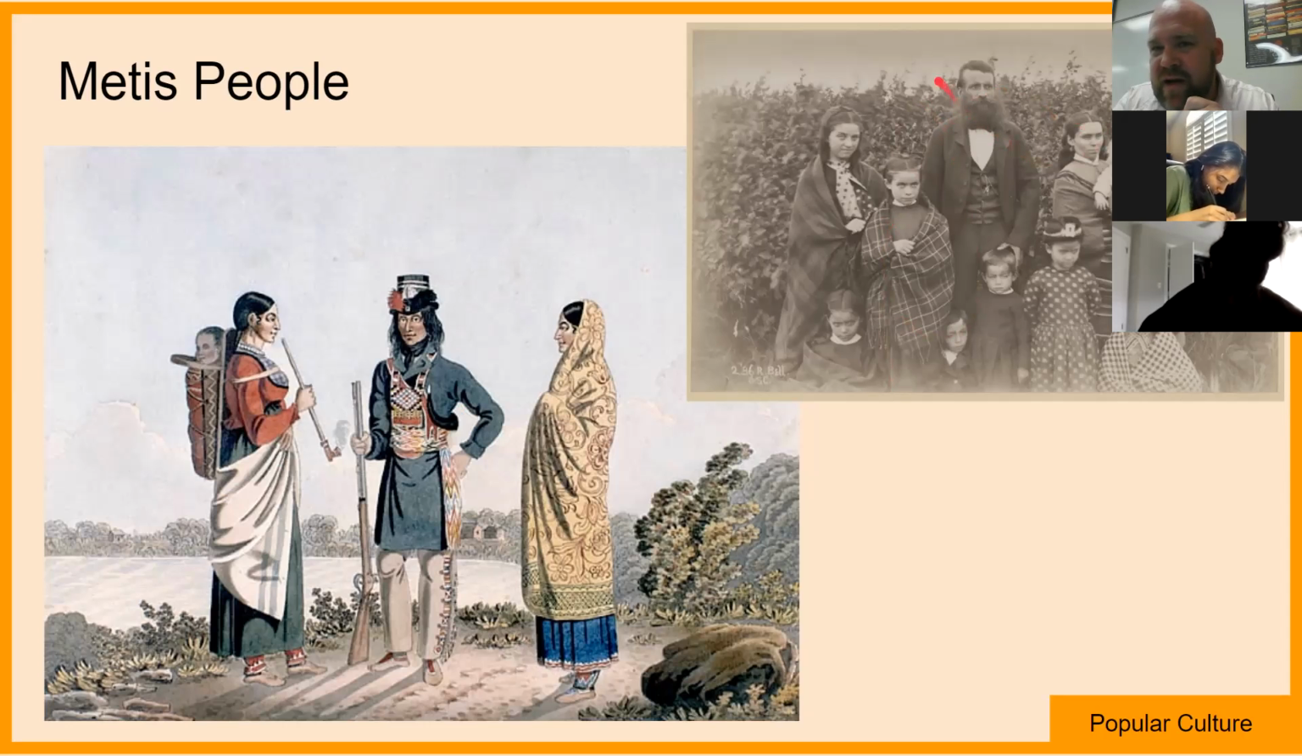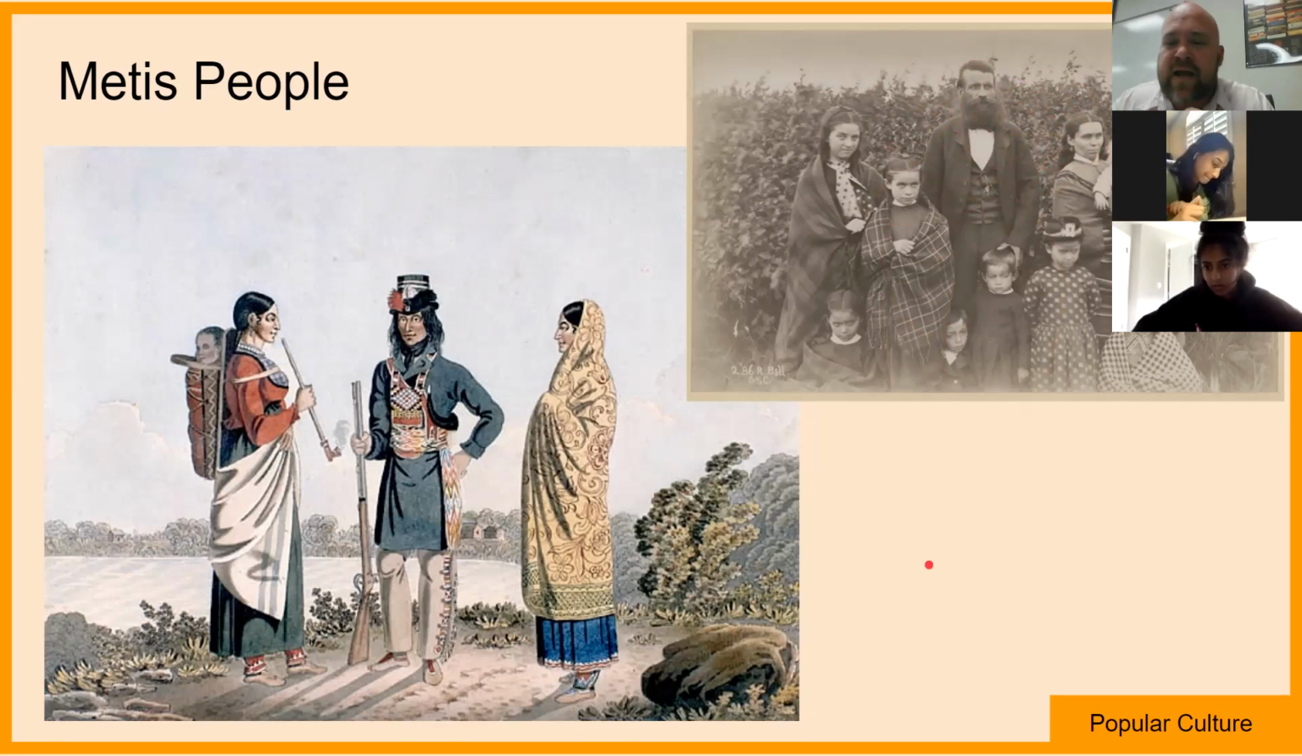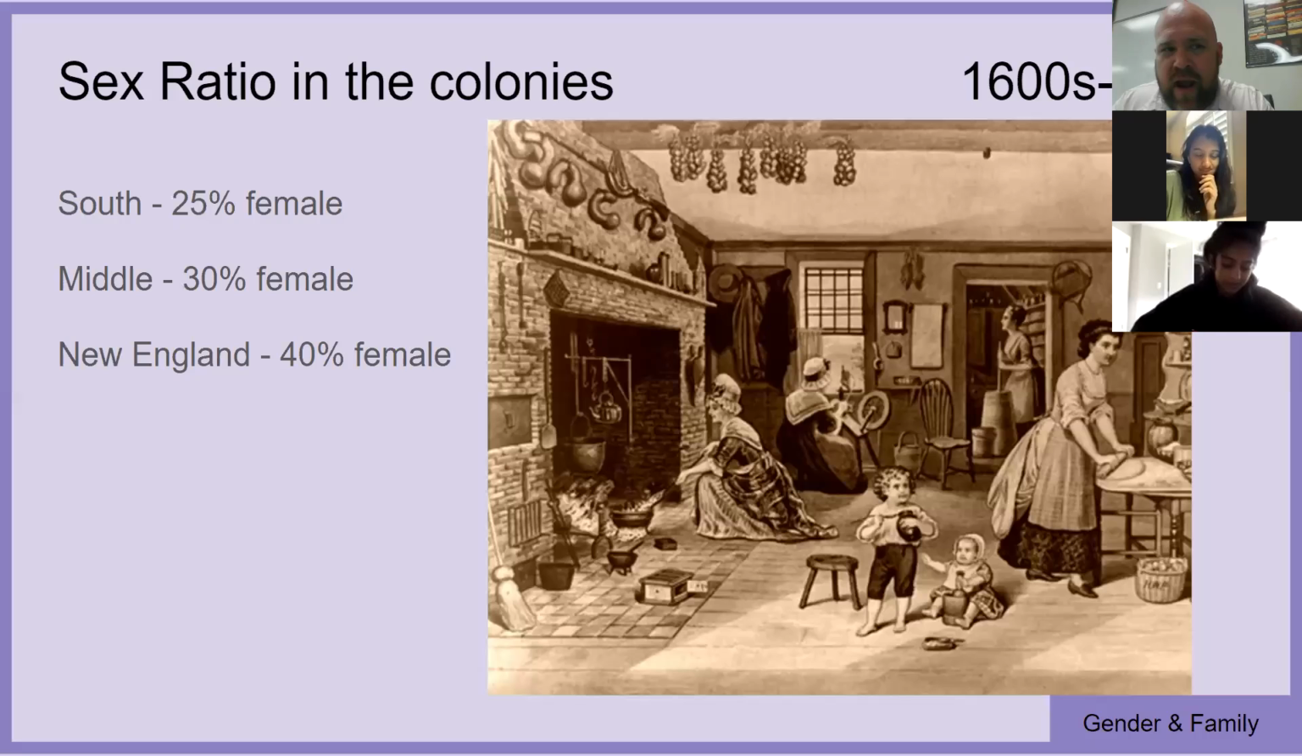And it's a mix, just like we see on the picture here, right? Native mother, white father, right? And they all are mixed. It creates a new culture. This gives you a really good example of how Europeans are not all interacting with natives the same way. Cool. Okay, let's go to big number N.